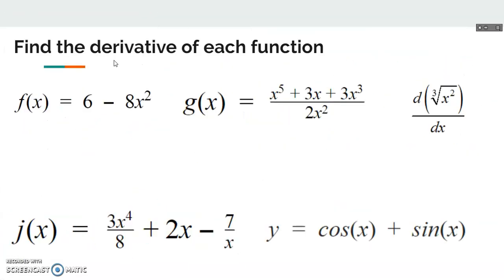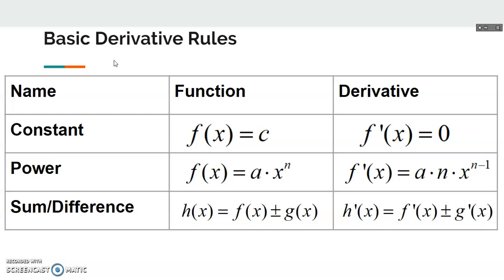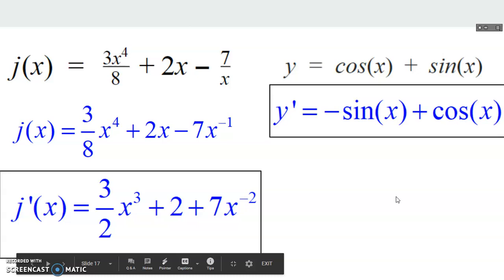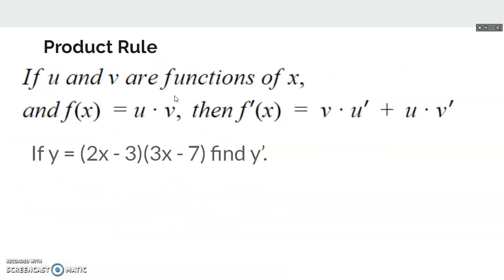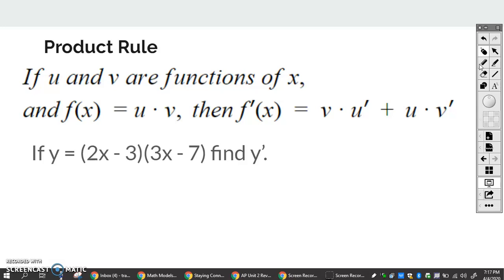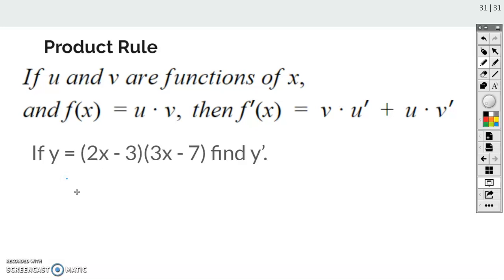You are allowed to add or subtract derivatives. The sum or difference rule says you can add or subtract derivatives, but you cannot multiply derivatives. You need to use the product rule. In this case, we would say that 2x minus 3 is my u function, 3x minus 7 is my v function. So I'm going to write out what u is equal to and what v is equal to.